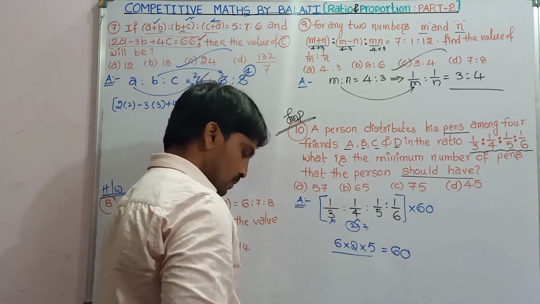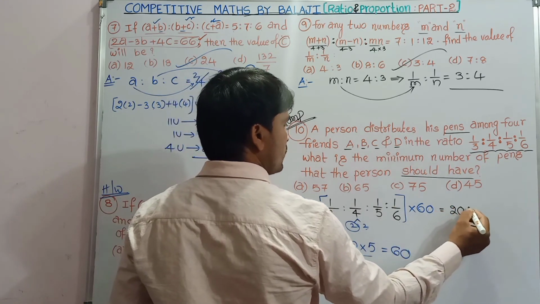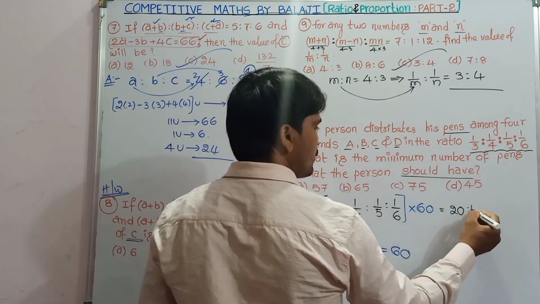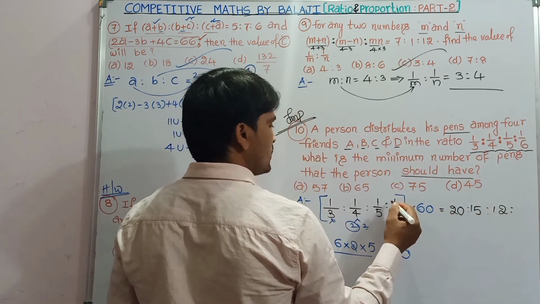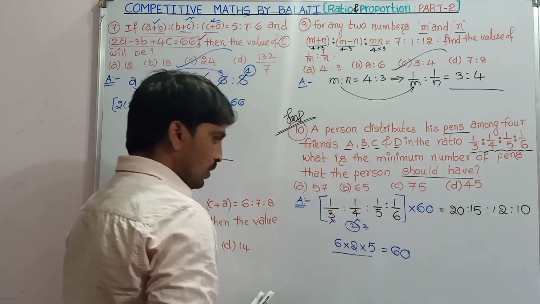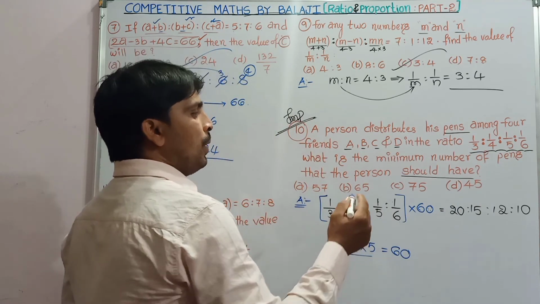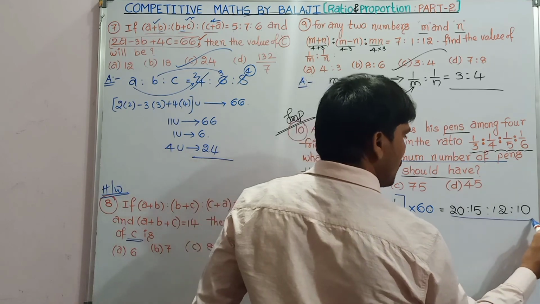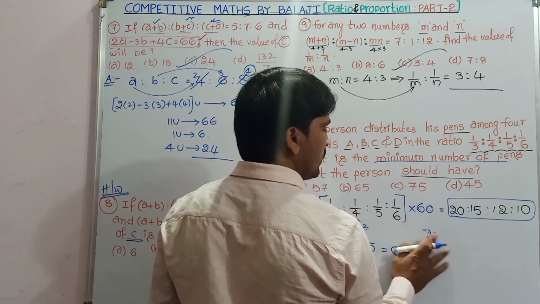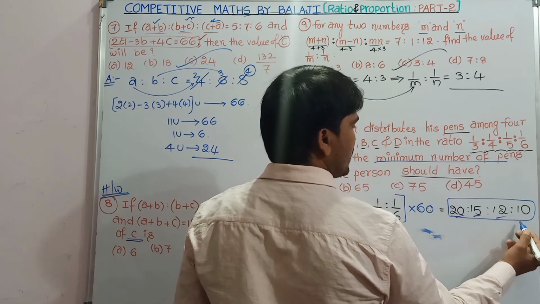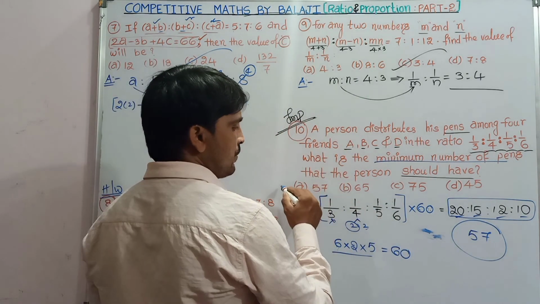Multiply the LCM to each term of the ratio. 60 by 3 is 20. 60 by 4 is 15. 60 by 5 is 12. 60 by 6 is 10. So the ratio is 20 : 15 : 12 : 10. But we have to find the minimum number of pens, which means the sum of all these ratio terms: 20 + 15 = 35, 47, 57. So the required minimum number of pens that the person should have is 57. Okay.